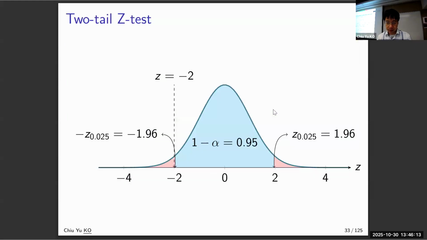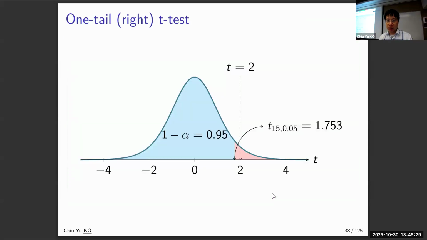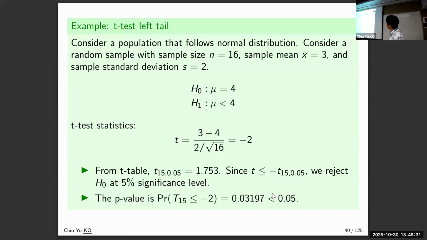But let me show the T. T is the same, but in the case where you don't know the sigma square, you replace it by S. Then the table to check will be not the Z, but the T table. Okay. Let me do the example of the T left tail.